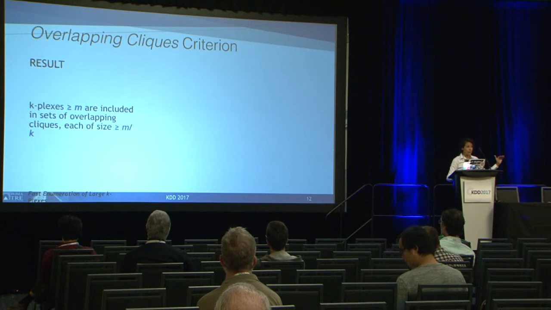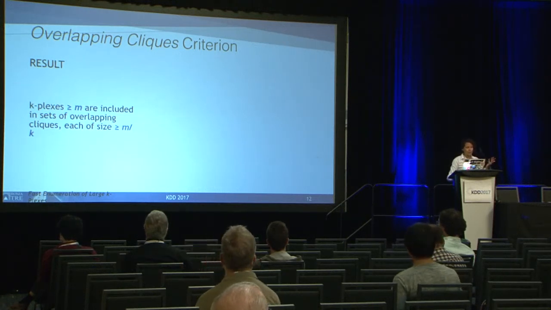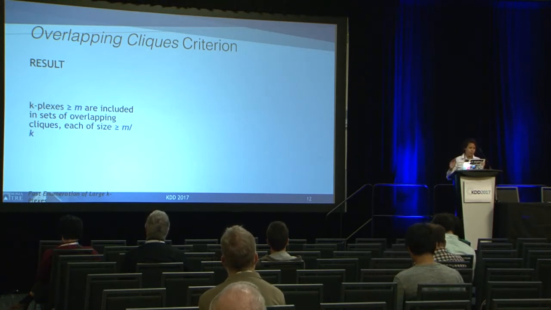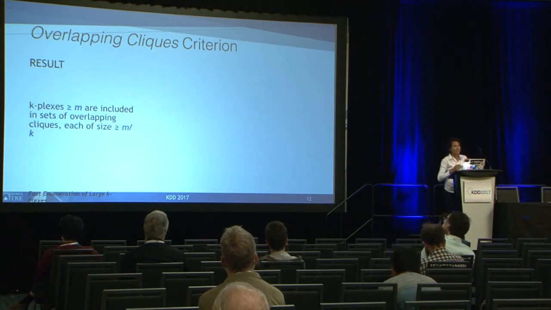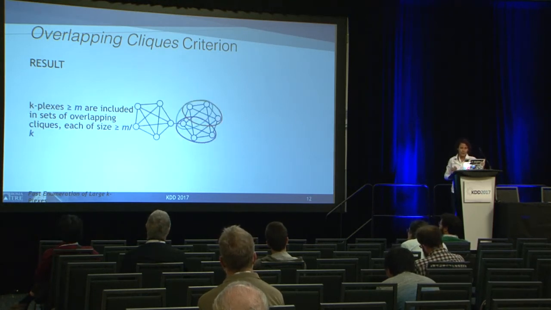So that was for filtering. But after filtering, we also need to find something for enumerating things efficiently. We call this our last criterion the overlapping cliques criterion. The overlapping cliques criterion says that k-plexes larger or equal than m are included in sets of overlapping cliques, each of size greater or equal than m over k. I'll show you that with a figure. In the figure, we have the 2-plex of size 6 of our toy example.